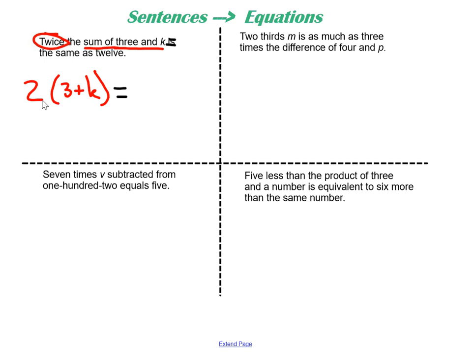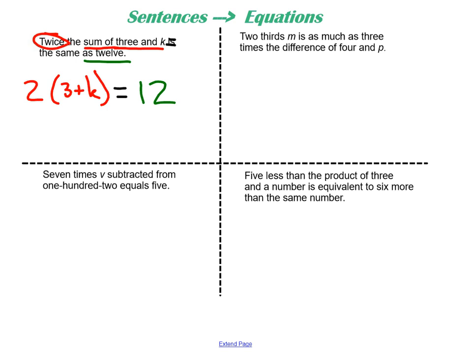The right side, it says the same as 12. So 12 is what's going to be on the right-hand side. And now I always like to reread it to myself and make sure it actually makes sense. So twice the sum of 3 and k is the same as 12, and that makes sense. Let's look at our next one.